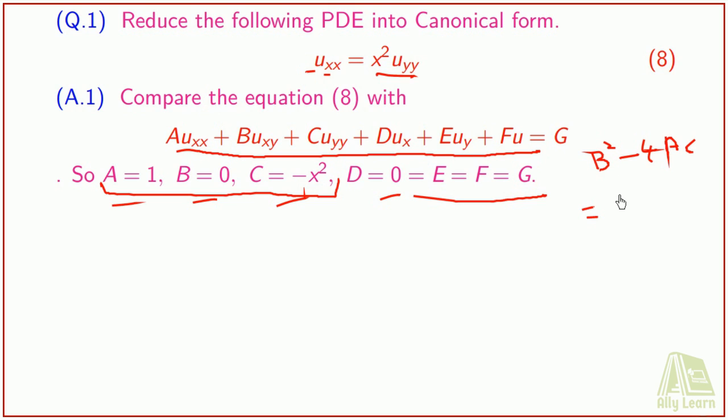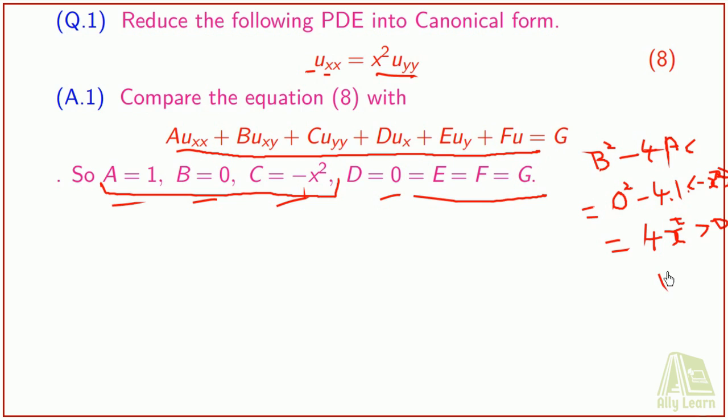What will it be? B is 0, minus 4. What is your a? A is 1 and your c is minus x square. Okay, so what you get? You get 4x square, which is positive for all non-zero points. This will be positive whenever my x is non-zero. So this one is hyperbolic for all x non-zero.